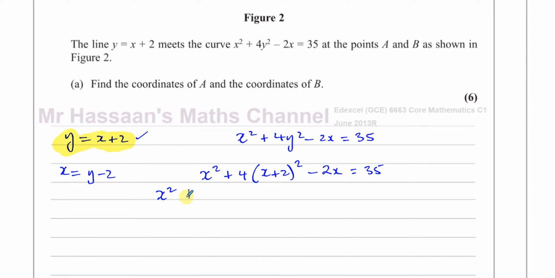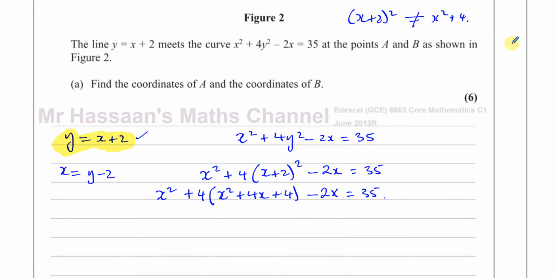So you have x squared plus 4 times, now I'm going to square this bracket. That's going to give me x squared plus 4x plus 4, take away 2x equals 35. A little point of caution: (x plus 2) squared is not x squared plus 4, which many students make that error. It means (x plus 2) multiplied by itself. So you're going to have x squared plus 2x plus another 2x, which is plus 4x, plus 4.